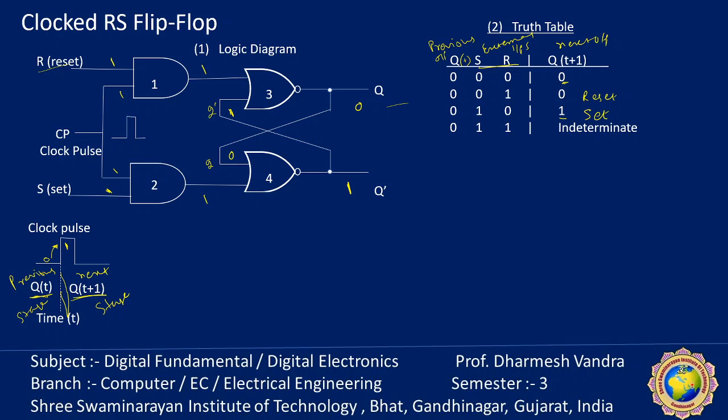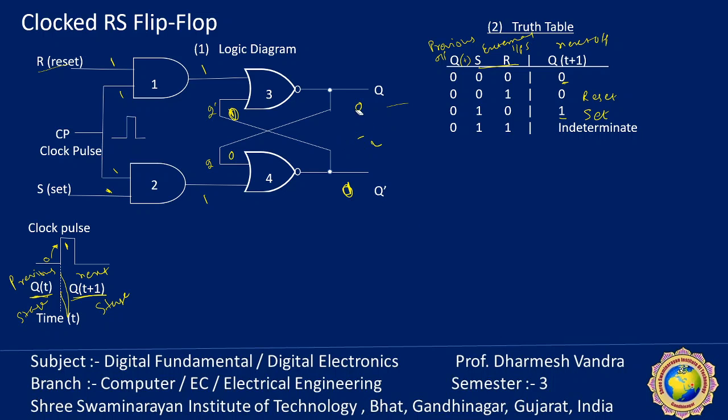Okay, if any one input here is also 1, this will become 0. 0 1. Any one input is 1, this will become 0. So in both cases, the outputs of gate number 3 and gate number 4 remain the same. So Q dash is equal to Q. It is not valid, so it is called an indeterminate state when both inputs are 1.